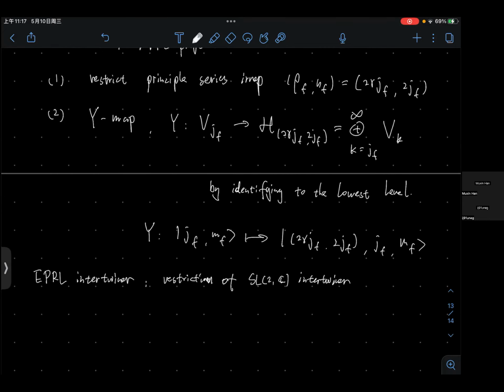Yeah, and the result of the restriction are those EPRL intertwiners. Now, given an SU2 intertwiner, it turns out that all those EPRL intertwiners are just determined by SU2 intertwiners. So let's first pick up an SU2 intertwiner. Let's say we are 4-valent. The intertwiners are always 4-valent.